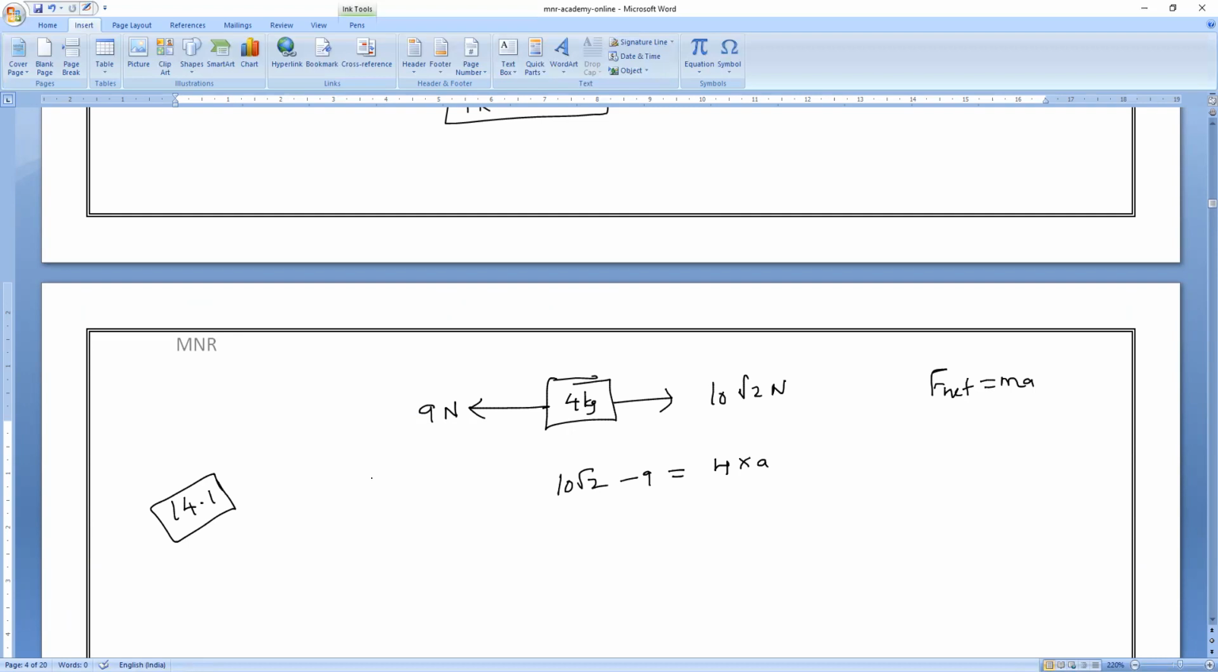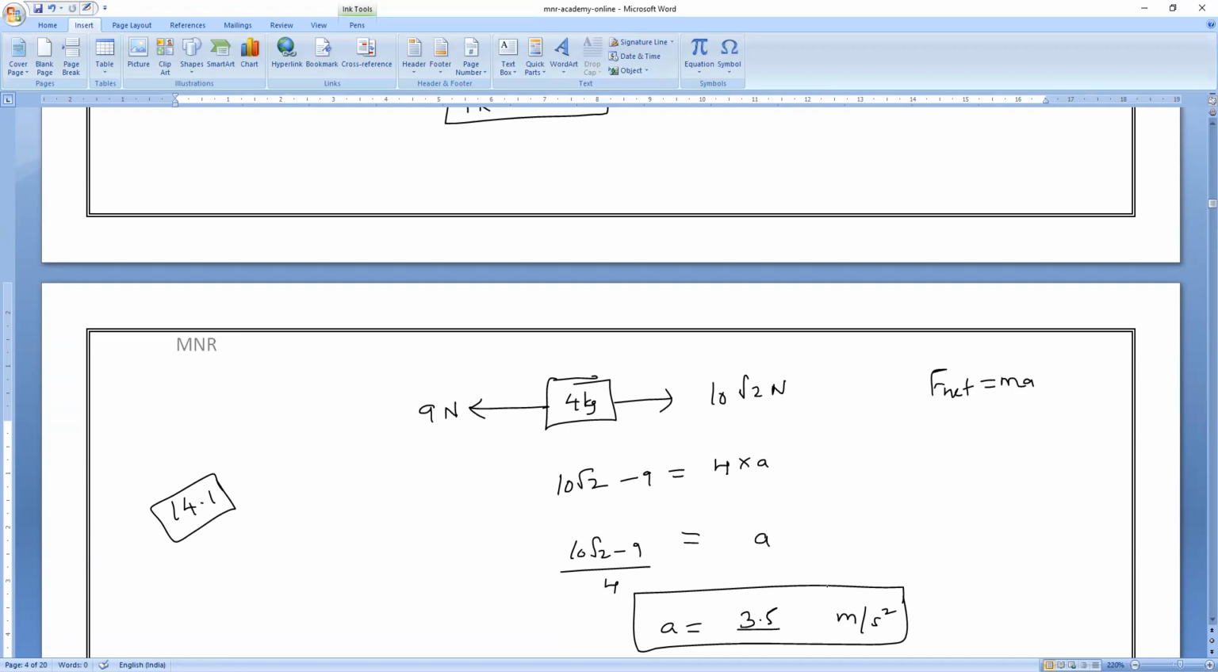Or else you can write 10 root 2 minus 9, and exactly you can find A. So now you can do 10 root 2 minus 9 divided by 4. Then you'll get the A value. So A value will come in meter per second square. Solve it and tell me how much it will come. Sir, 3.5 meter per second square.